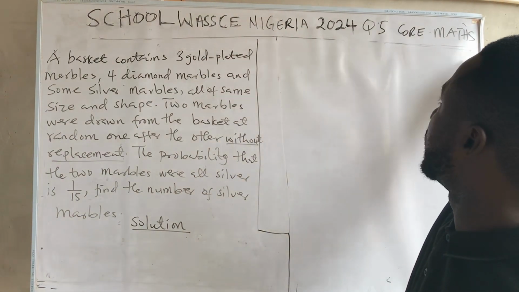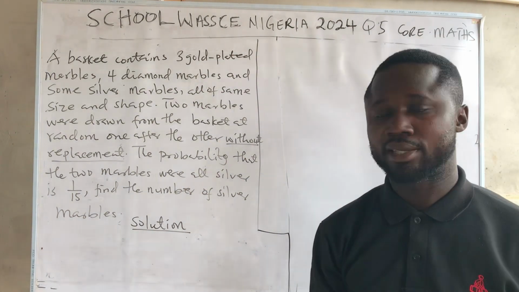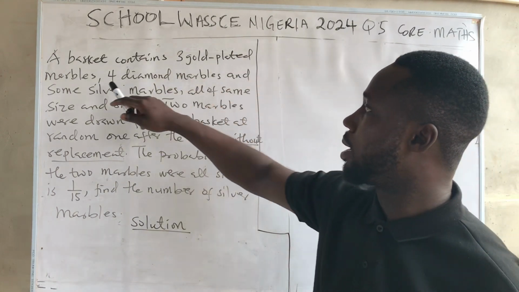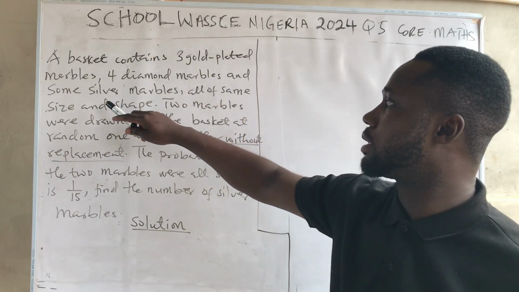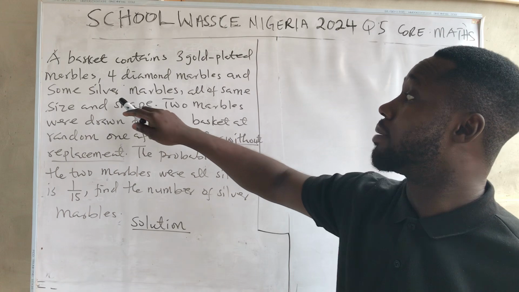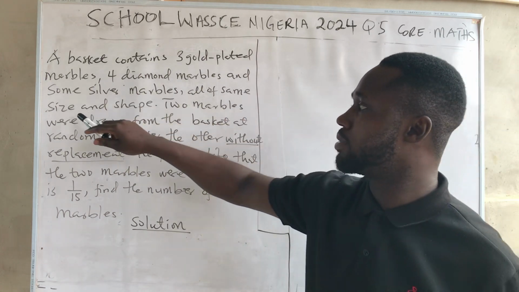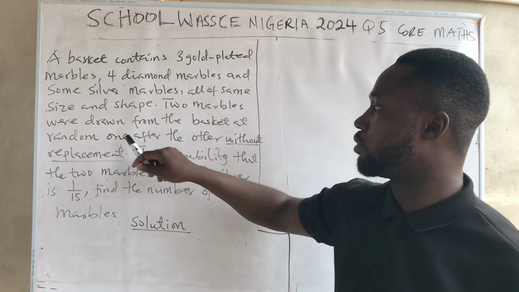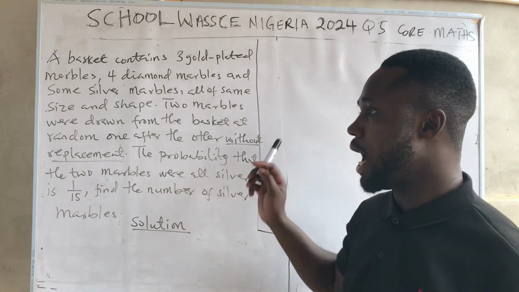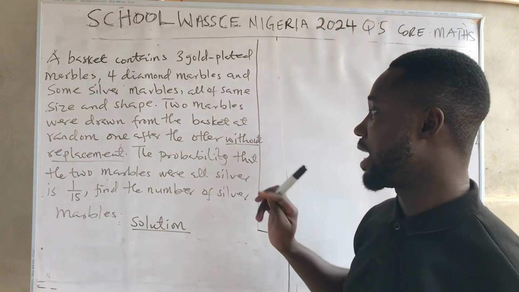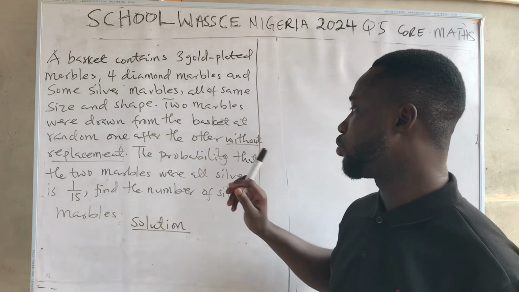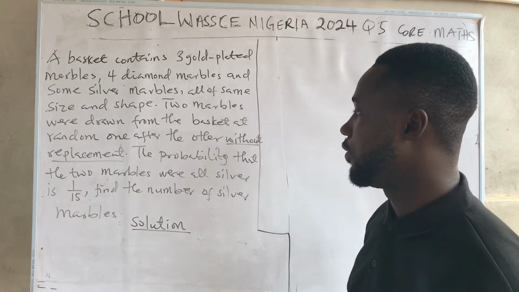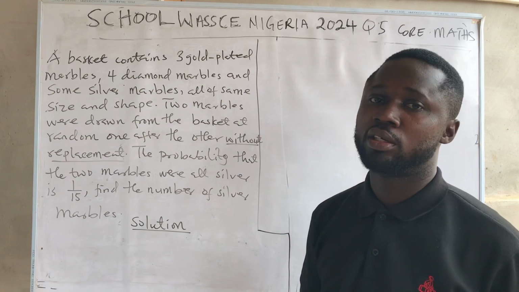School WASSCE in Nigeria 2024, question 5, Maths. A basket contained 3 gold plated marbles, 4 silver marbles, and some silver marbles, all the same size and shape. 2 marbles were drawn from the basket at random, one after the other, without replacement. The probability that the 2 marbles were all silver is 1/15. Find the number of silver marbles.